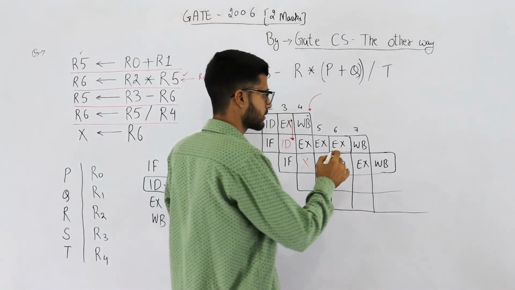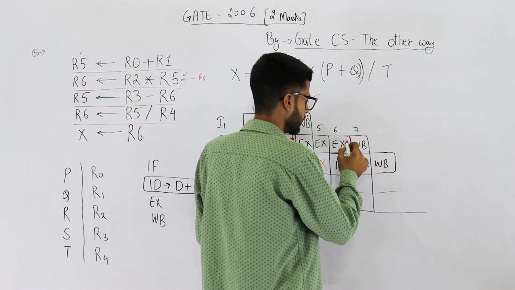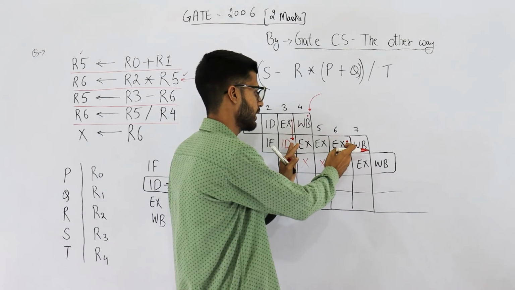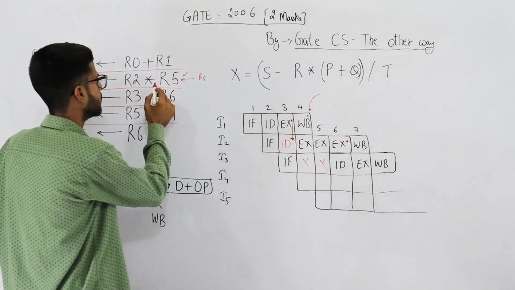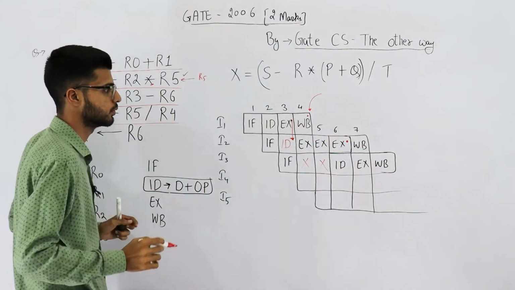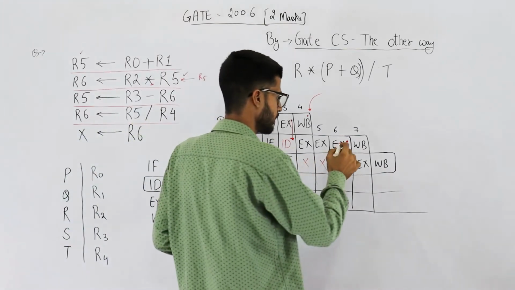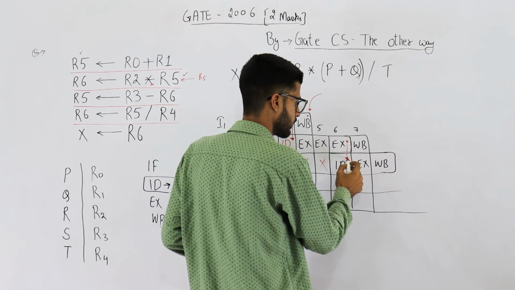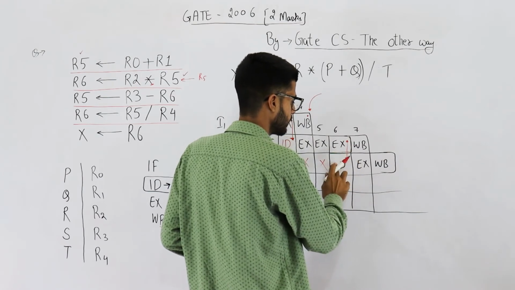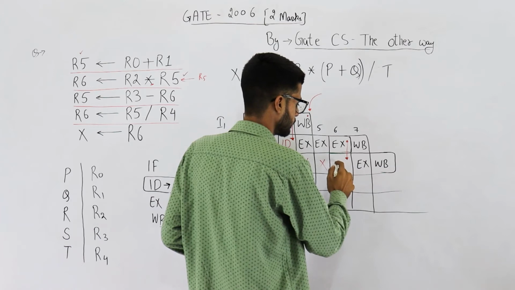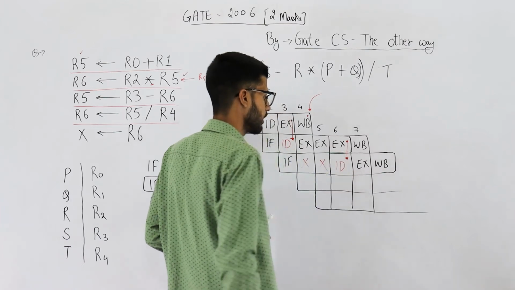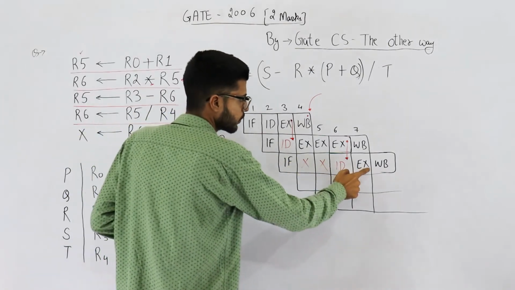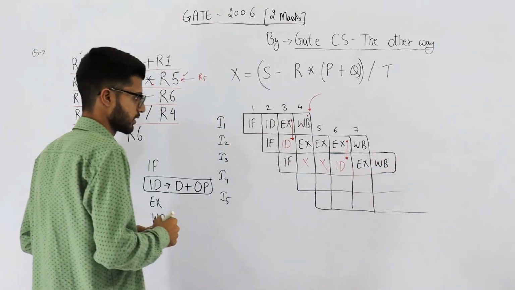And this value of R6 is produced in the 6th clock cycle only, because after completely executing this multiply in the ALU, only then will the value be available. That means at this point, and from here, you are going to forward the value here. Okay, let me write this ID in red, like this. Then because it's a subtract instruction, execute will be 1 cycle, write back is anyways 1 cycle.